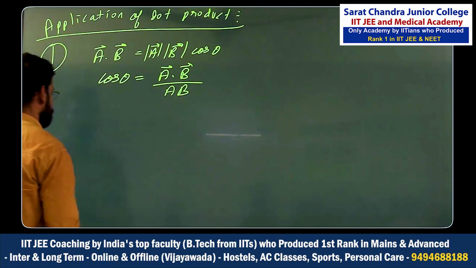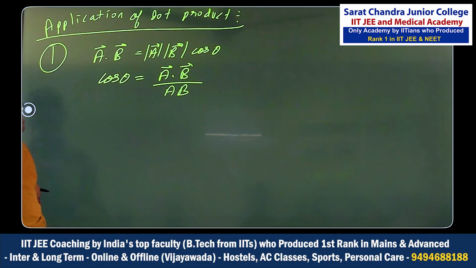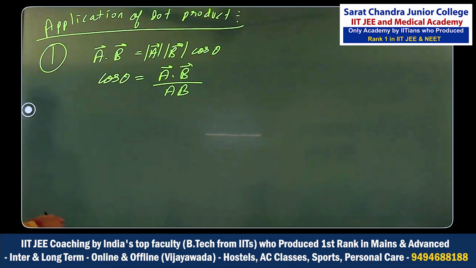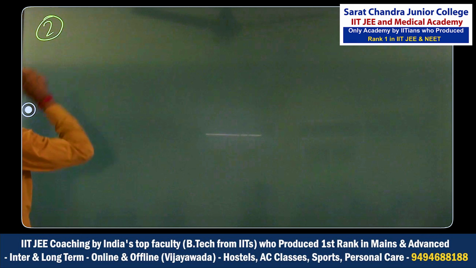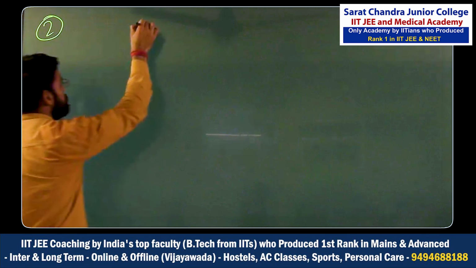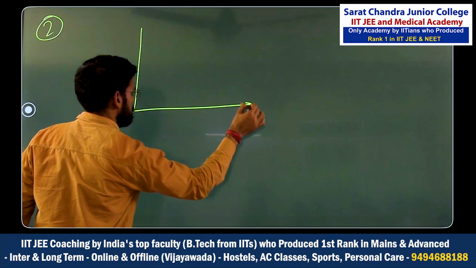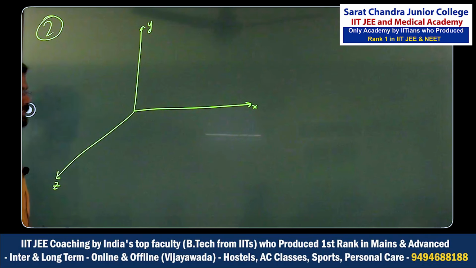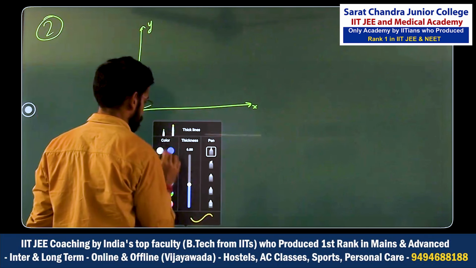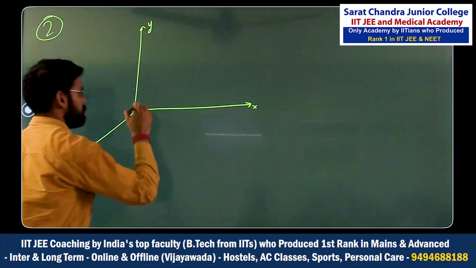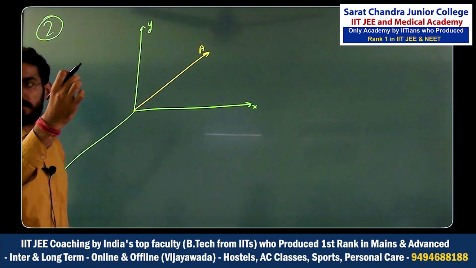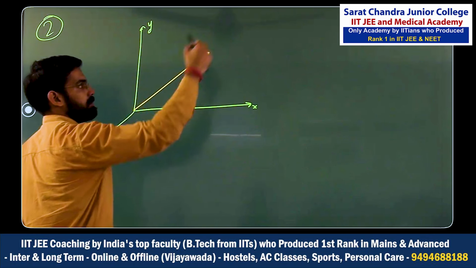Another application is what? Angle. So first note down this thing. So the second use case is, let's talk directly about x, y, z axes. X, y, z axes are given and you have this vector, A vector, in 3D. The z axis is coming outward directly here. And this vector is somewhere here like this.